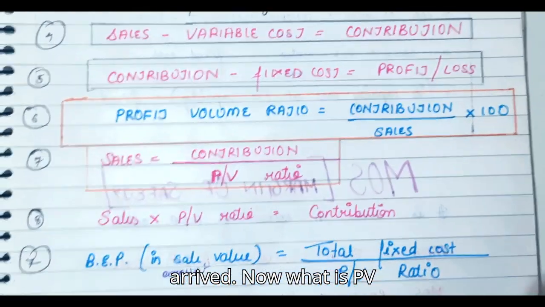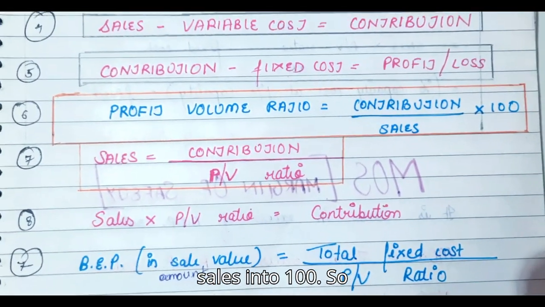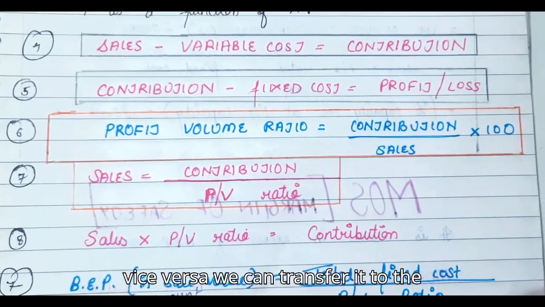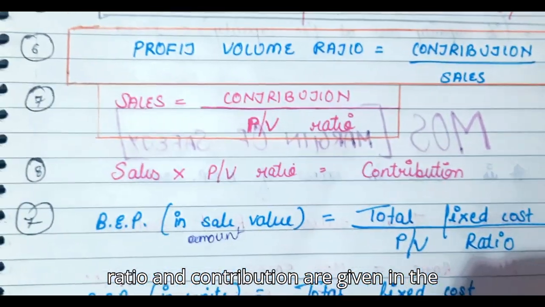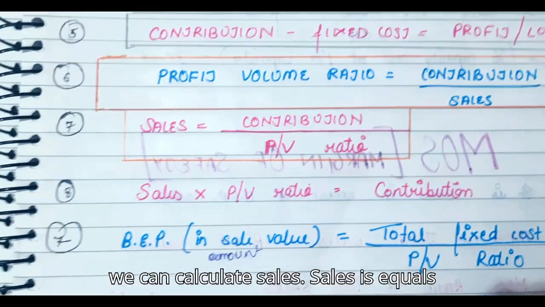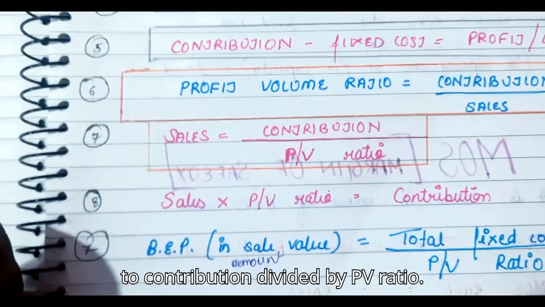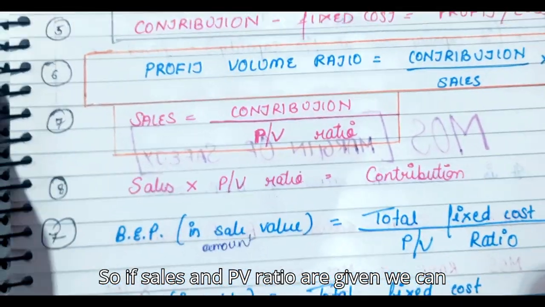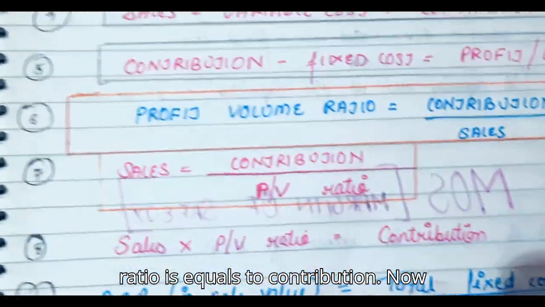Now, what is PV ratio? PV ratio is contribution divided by sales into 100. Vice versa, we can transfer it to the other side. So if PV ratio and contribution are given in the question, we can calculate sales. Sales is equal to contribution divided by PV ratio. If sales and PV ratio are given, we can calculate contribution. Sales into PV ratio is equal to contribution.